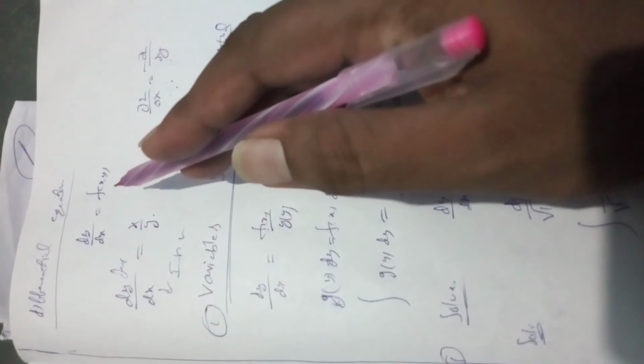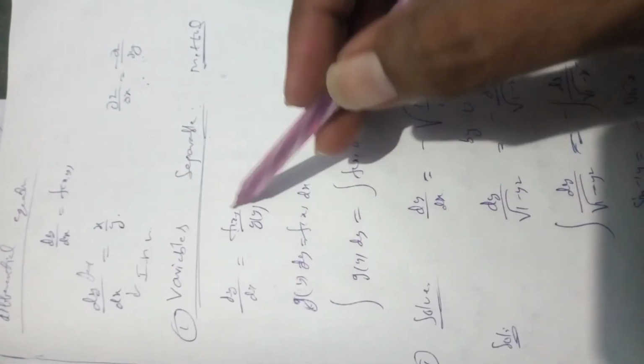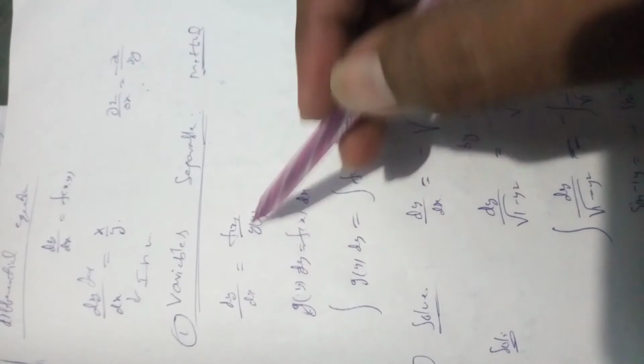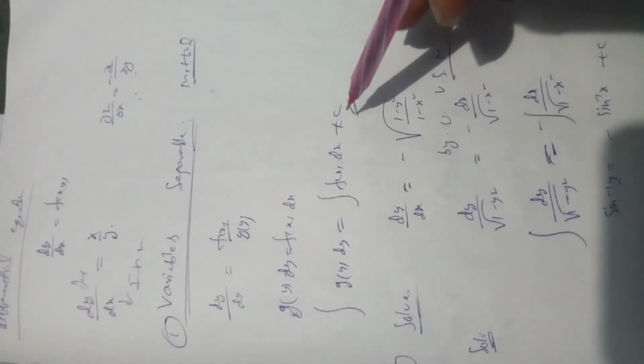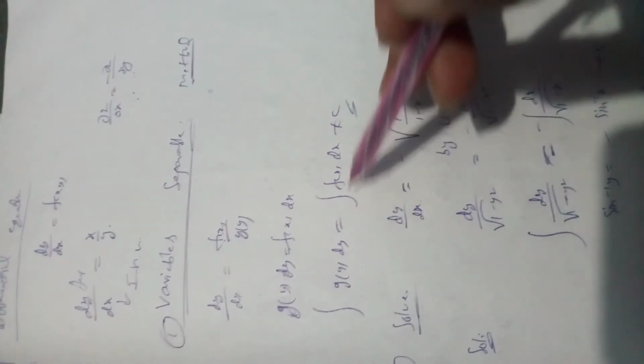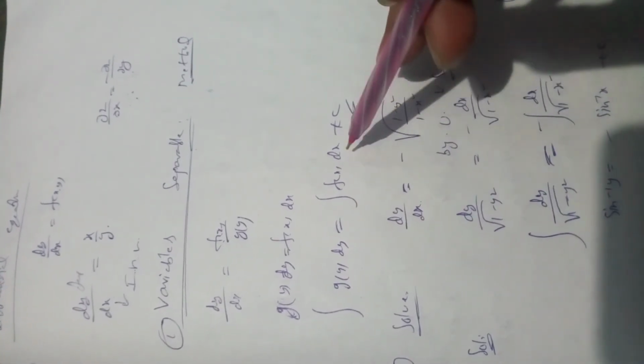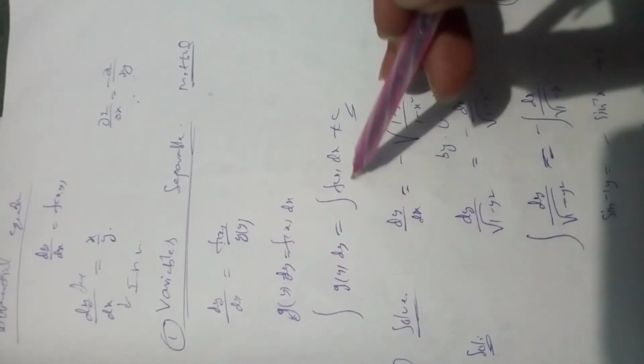Next, the main topic: variable separable method. Here dy by dx is equal to f of x comma y. This is the differential equation form. The first method is the variable separable method. It means dy by dx equals f of x by g of y. Put the y terms on one side and the x terms on the other side, and integrate both sides. So the integral of g of y dy equals the integral of f of x dx plus c. Integrating both sides, you can find the solution.